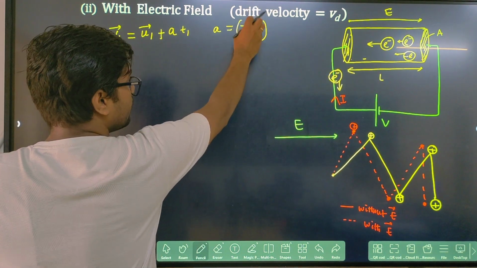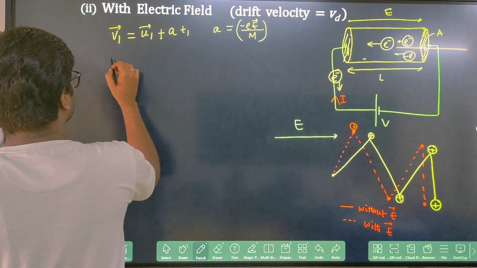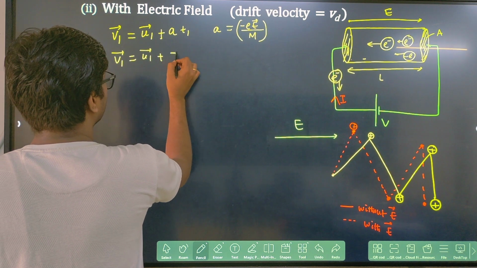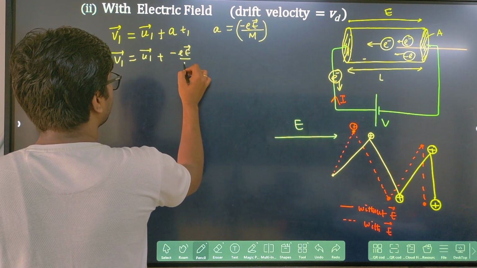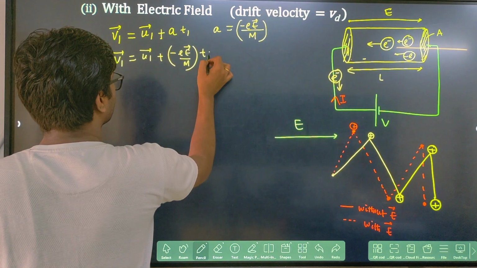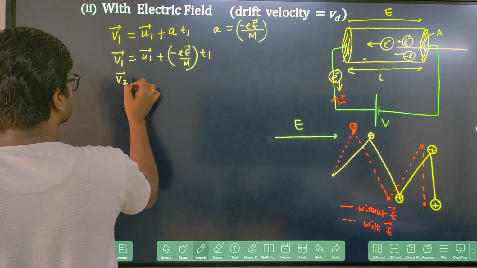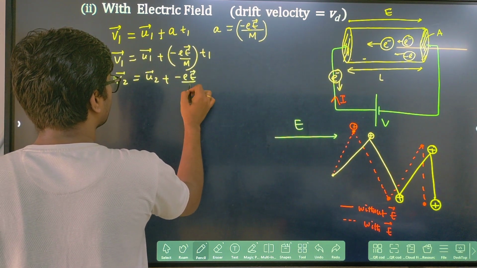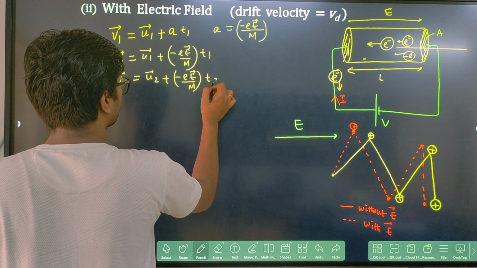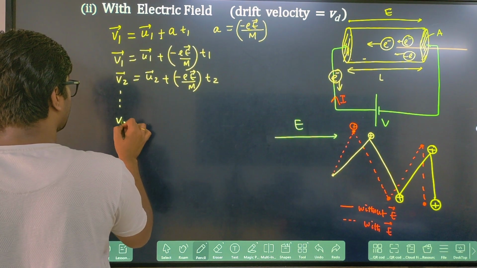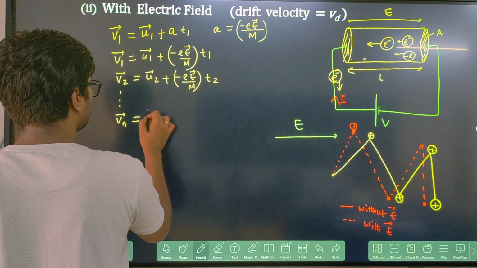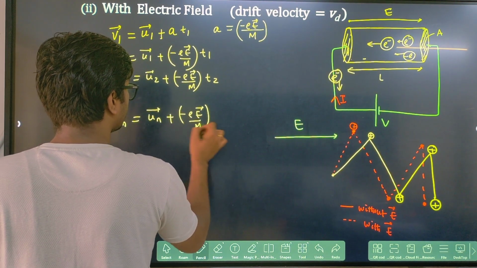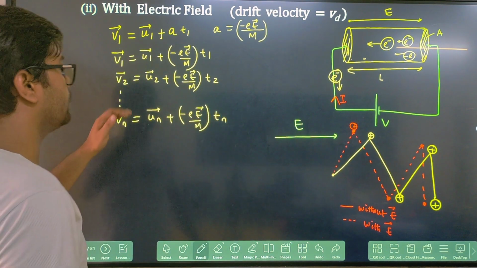Now this is force divided by mass, which is the acceleration. So V1 can be written as U1 plus (minus E divided by m) times T1. V2 can be written as U2 plus (minus E divided by m) times T2. Similarly, for the nth electron, Vn is Un plus (minus E divided by m) times Tn. This is going to happen.